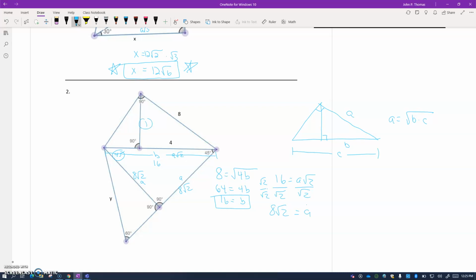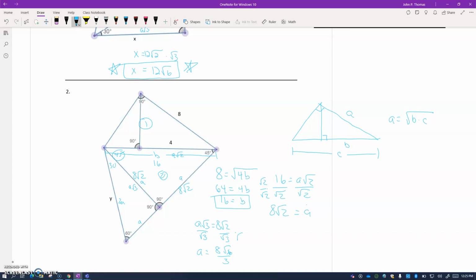So triangle 1 was the big top triangle. Triangle 2 there gave us the 8 root 2 and 8 root 2. Now in this one, I notice I've got a 30-60-90. So I know that's A root 3, and 2A. I have the A root 3 side, so A root 3 equals 8 root 2. Divide both sides by root 3, and I get A equals 8 root 6 over 3.